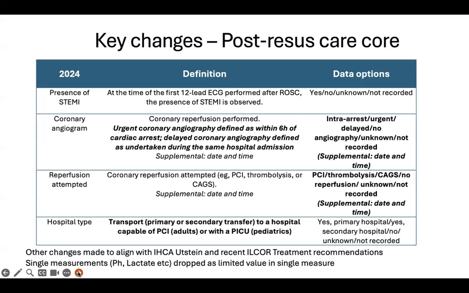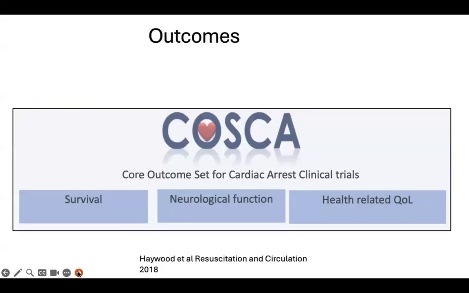When it comes to the supplemental elements, we have made some changes compared to the 2015 Utstein template, all largely to align with the 2019 in-hospital Utstein template as well as the updated ILCOR treatment recommendations. For example, we have removed single measurements such as pH, lactate, and glucose, because we feel that single measurements are limited in value. We have also removed some treatment parameters like blood pressure, oxygenation, and ventilation because treatment targets can vary over time. I think that's on to the next slide.